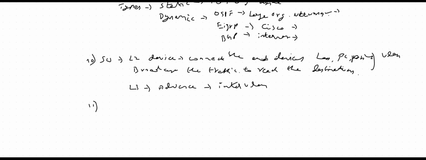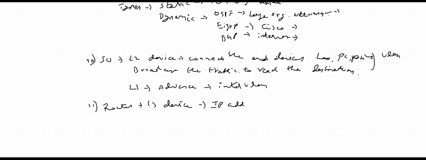Okay, I'll repeat again. Switch is a layer 2 device. Like we saw, OSI layer 2 devices will have switches. What does it do? It connects end devices like PC, laptops, printers, and all. It will broadcast the traffic to reach the destinations. It can do VLAN segregations and all. Layer 3 devices can do advanced features like inter-VLAN communication. Previously we saw what is a switch. Then router. What does a router do? Router is a layer 3 device. It communicates through IP addresses.